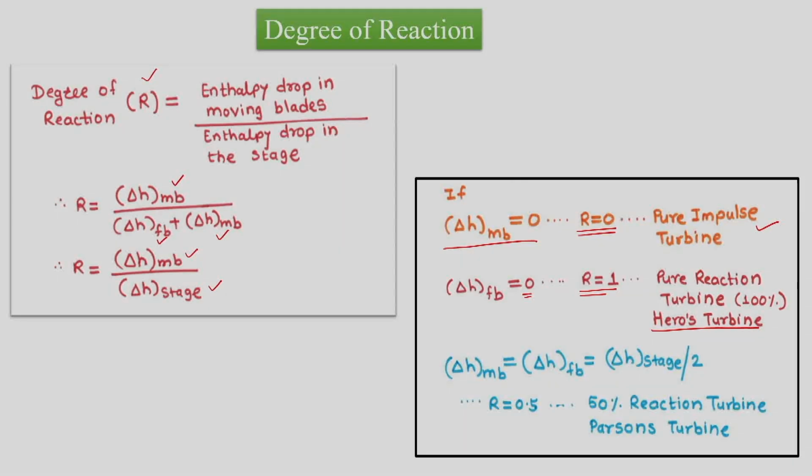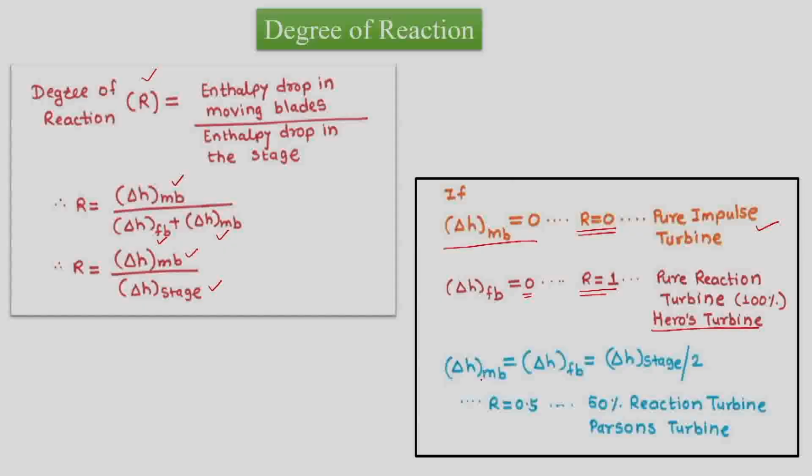Now there is a very particular case which is of interest for us, mainly for solving the examples, where we will have equal enthalpy drop in the moving blade and fixed blade. So they each have an enthalpy drop of delta H by 2. So the degree of reaction is 0.5. It is called a 50% reaction turbine, or also a Parsons turbine.